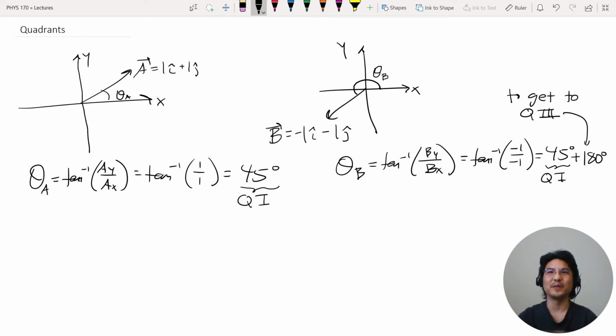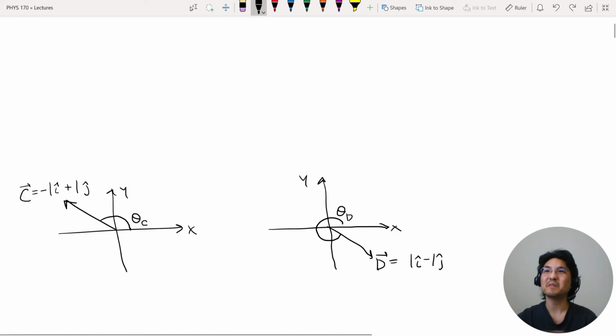Okay, so you have to be careful, because just look at this: 1 over 1, negative 1 over negative 1. That's why the calculator doesn't know.